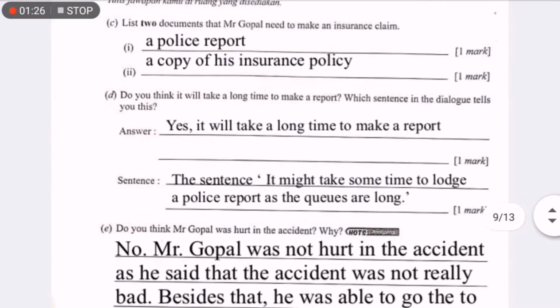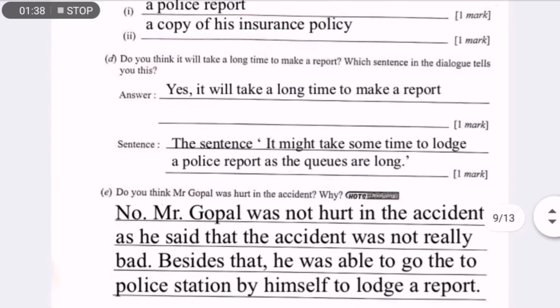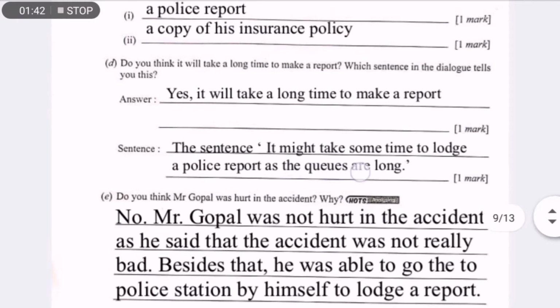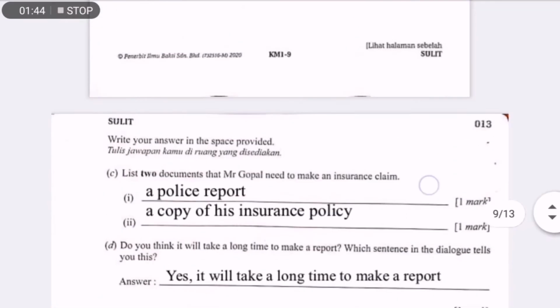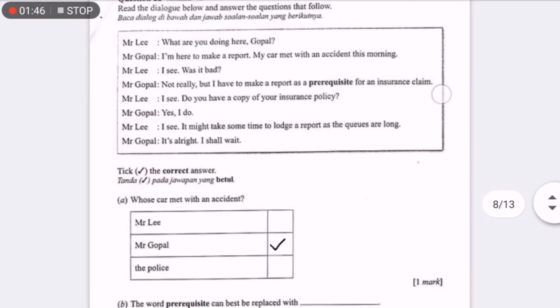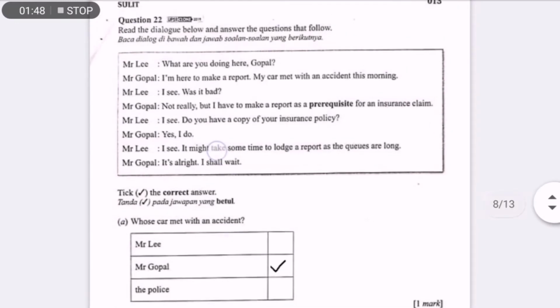So do you think it will take a long time to make a report? Which sentence in the dialogue tells you this? So the answer is yes. It will take a long time to make a report, 1 mark. And it states here, the sentence, it might take some time to lodge a police report as the queues are long. The answer is over here. I see. It might take some time to lodge a report as the queues are long.